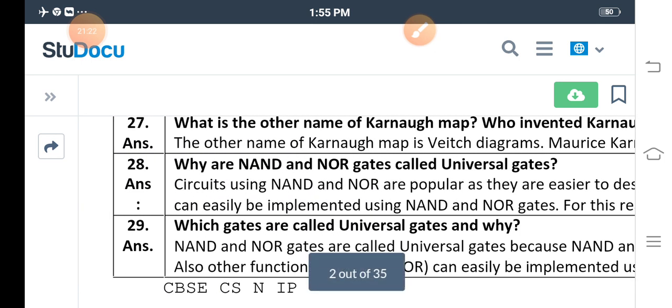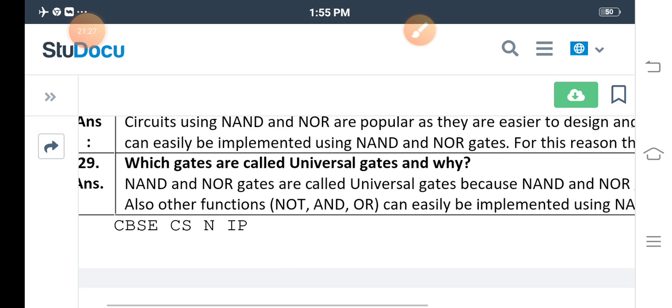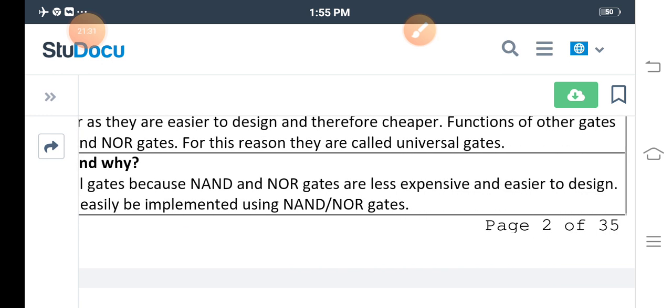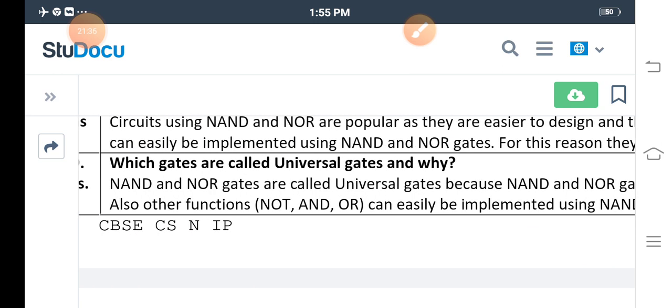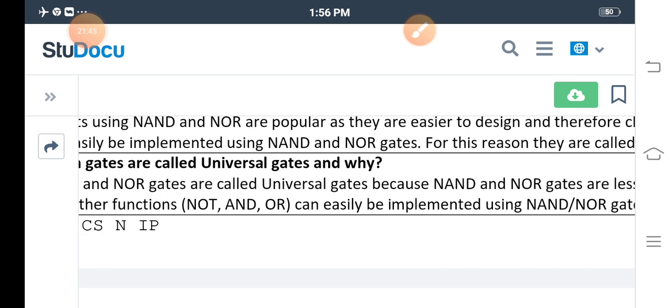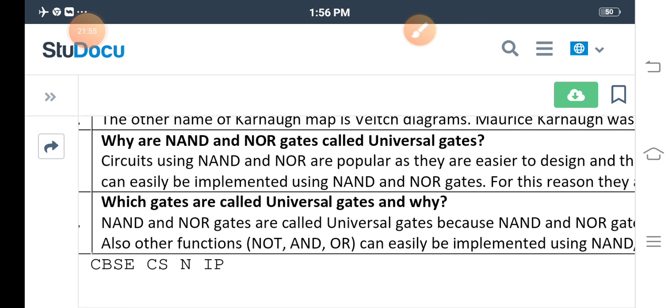Now next is which gates are called universal gates and why? So answer is NAND and NOR gates are called universal gates because NAND and NOR gates are less expensive and easier to design. We discussed this earlier as well. Okay. Now all other functions like NOT, AND, OR can easily be implemented using NAND and NOR gates. That's why we use NAND and NOR gates mostly, because these are cost effective, very cheap, easier to design, easier to implement. So that's why we use universal gates, NAND and NOR.